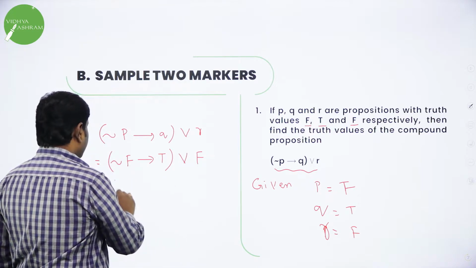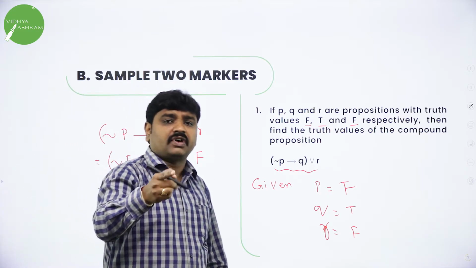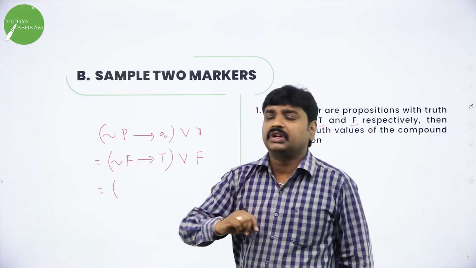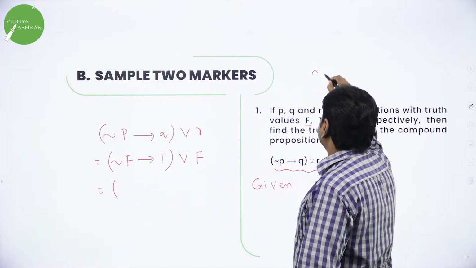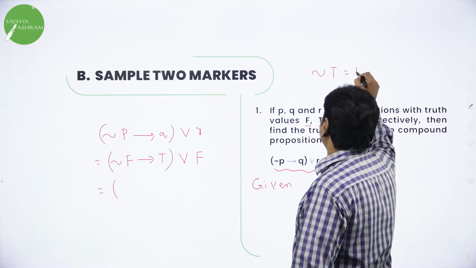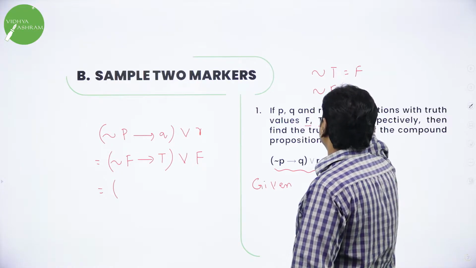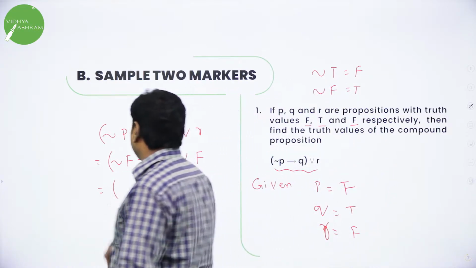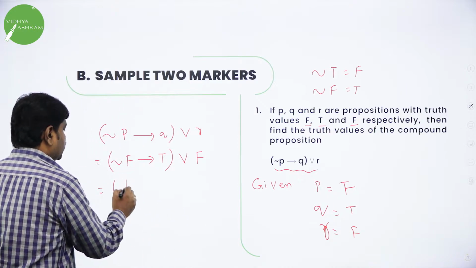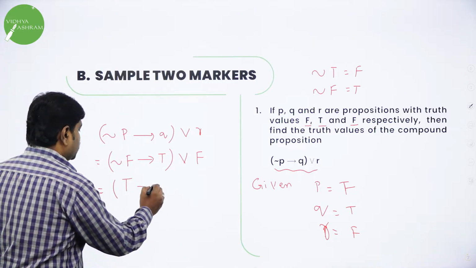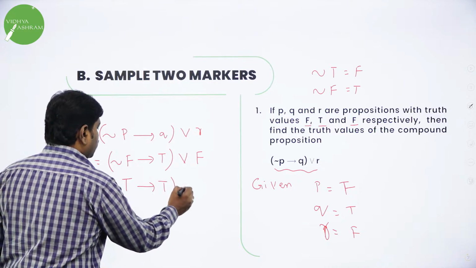That's it. So all of you know negation of false is what? True. And negation of true is false. In my past classes I taught you negation of true is false. Similarly, what is negation of false? True. So here you have negation of false, in spite of which I can write true. Implies true again, or false.